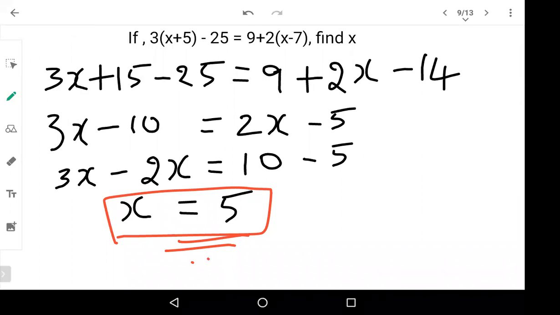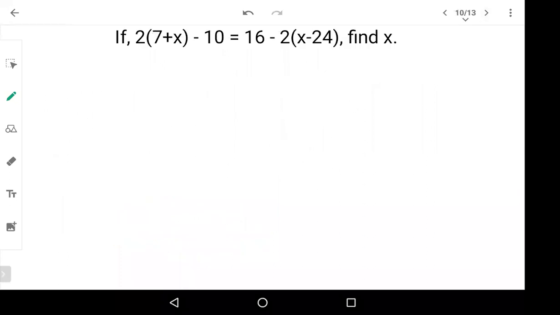Everybody understood this? Many of them have got the answer. Very good. Please keep solving like this. Okay. Now let's quickly go to the next question. This also I gave as homework, right? So let us solve this. First again, we have to remove the brackets.